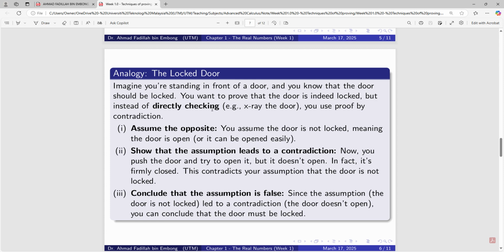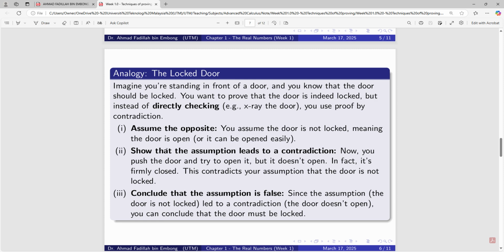So what do you mean by assume the other way around? We assume the opposite. So in our case, if we assume the opposite, it means that we are assuming the door is not locked, right? So if the door is not locked, it means that the door can be opened, or can be easily opened.